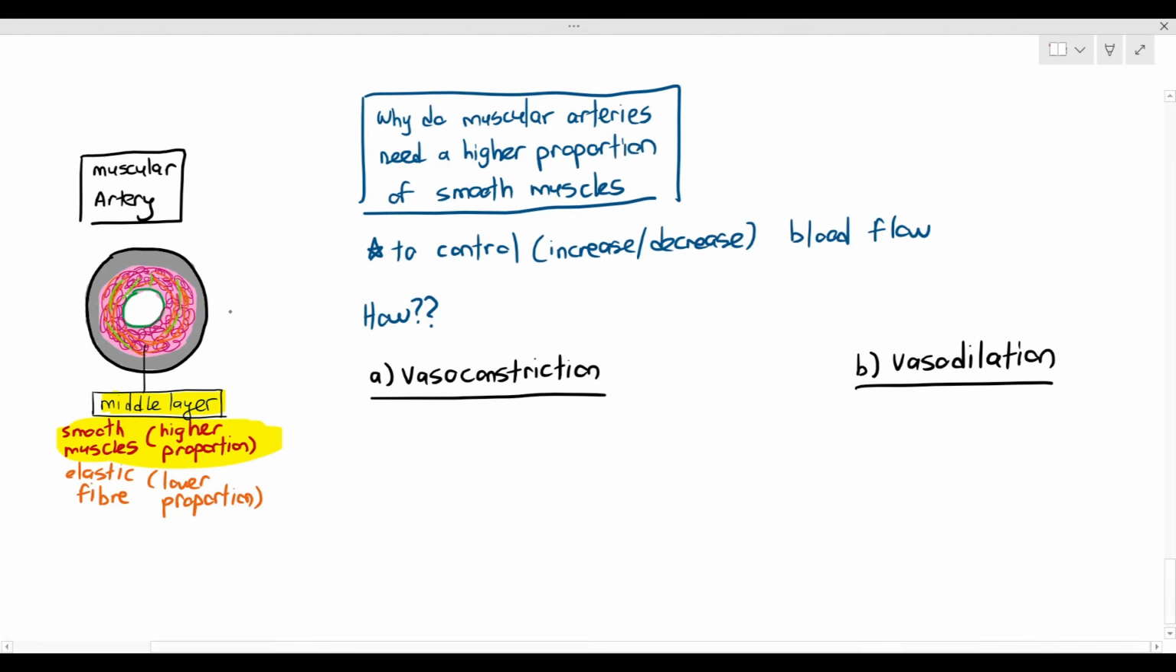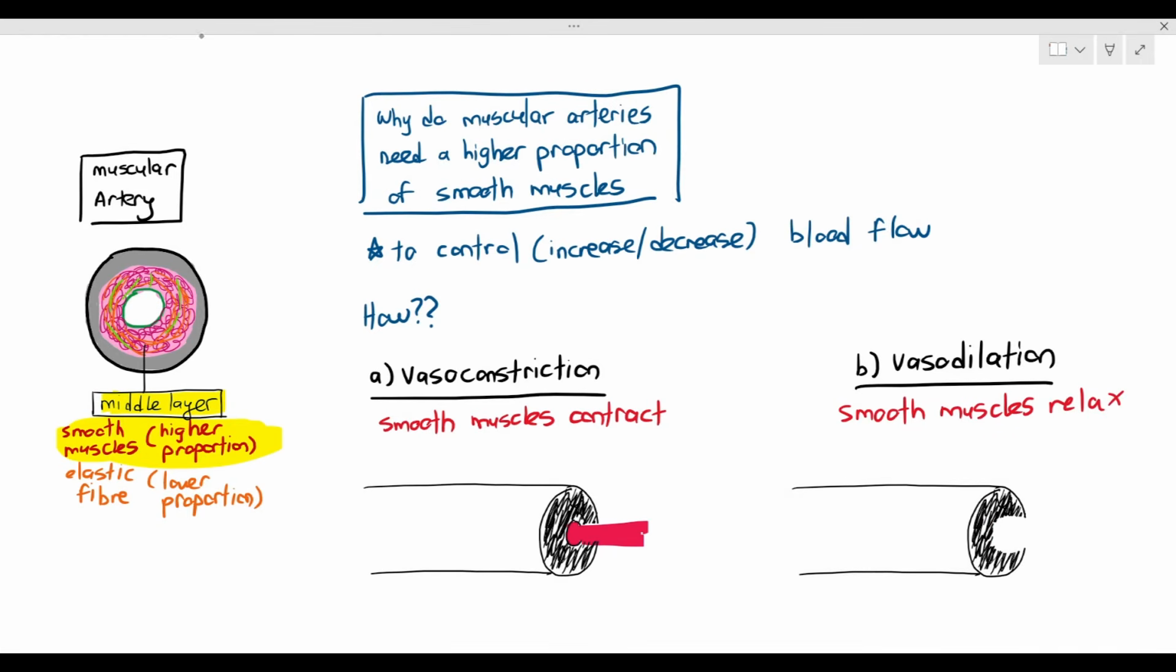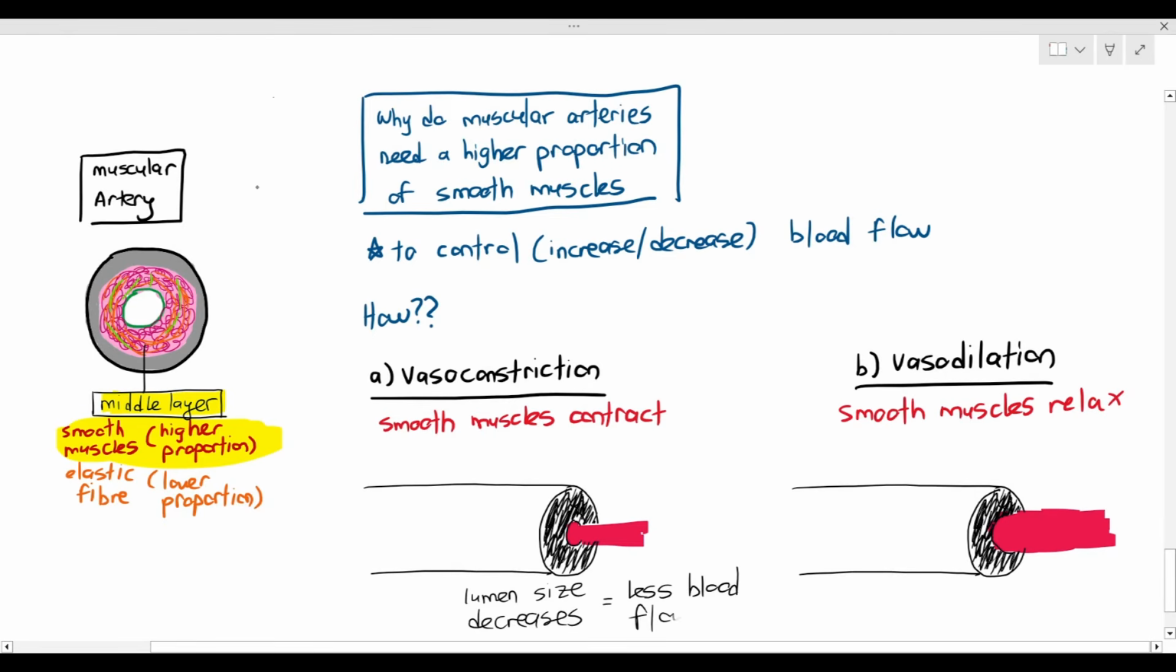And the two processes are as follows: vasoconstriction and vasodilation. In vasoconstriction, the smooth muscles in the artery will contract. And look at the size of the lumen. The size of the lumen is very small. But in vasodilation, the smooth muscles will relax. I want you to see what happens to the size of the lumen. It will increase. So when the lumen size decreases, well, obviously, less blood will flow through. And conversely, when the lumen size increases, more blood flow is able to happen.